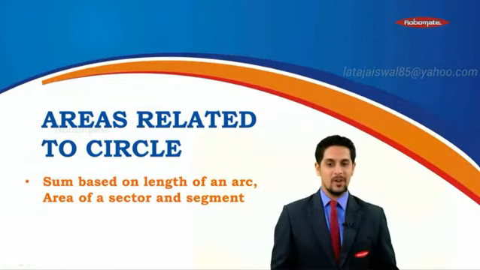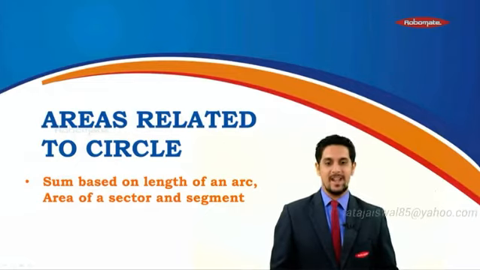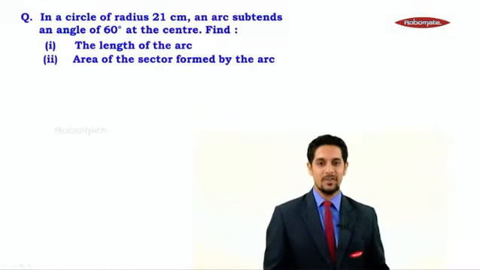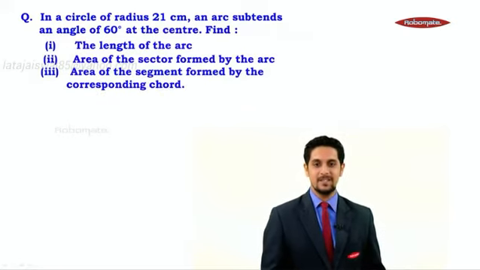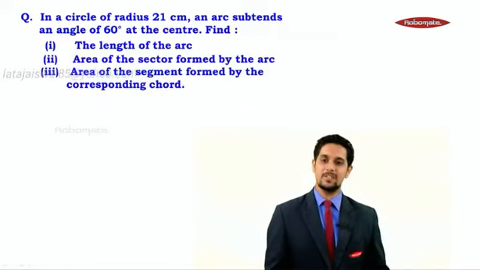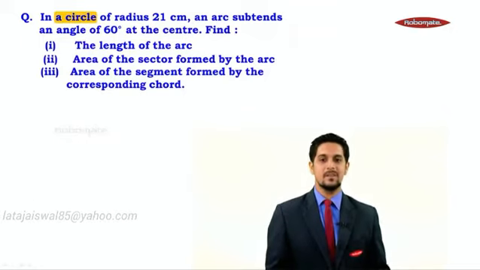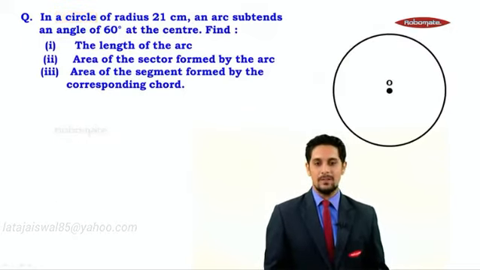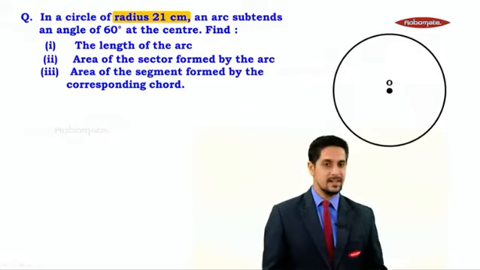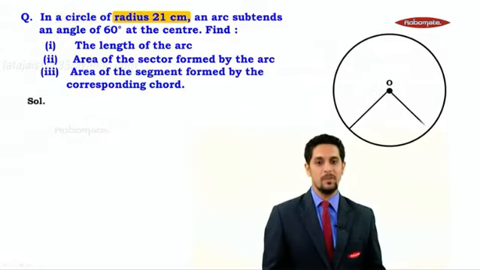In this module, we are going to do a sum based on length of an arc, area of a sector and the segment. The question says, in a circle of radius 21 centimeters, an arc subtends an angle of 60 degrees at the center. So we are going to have a circle with a center O, and we draw the two radii, that are radii OA and OB.